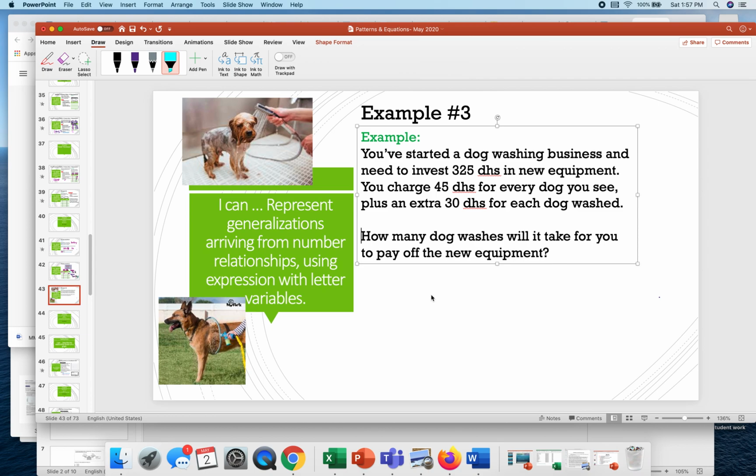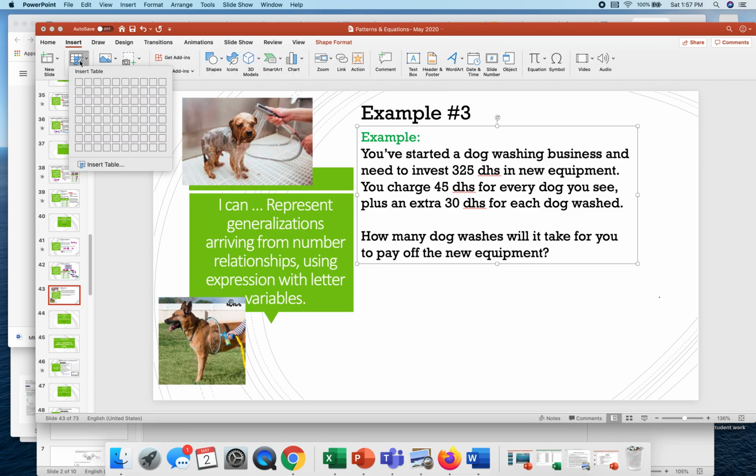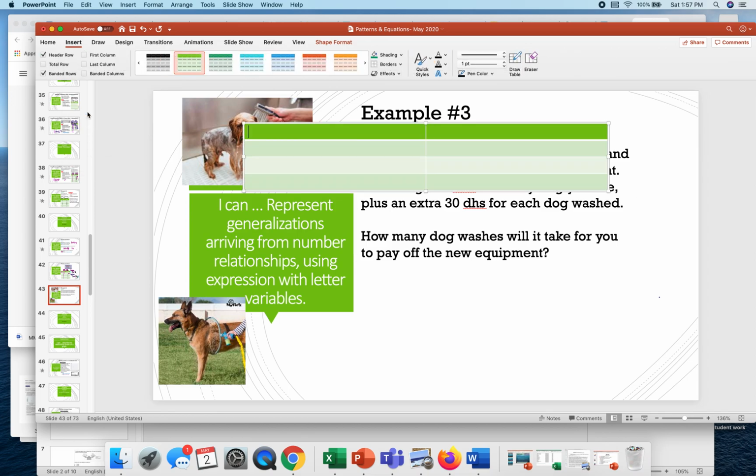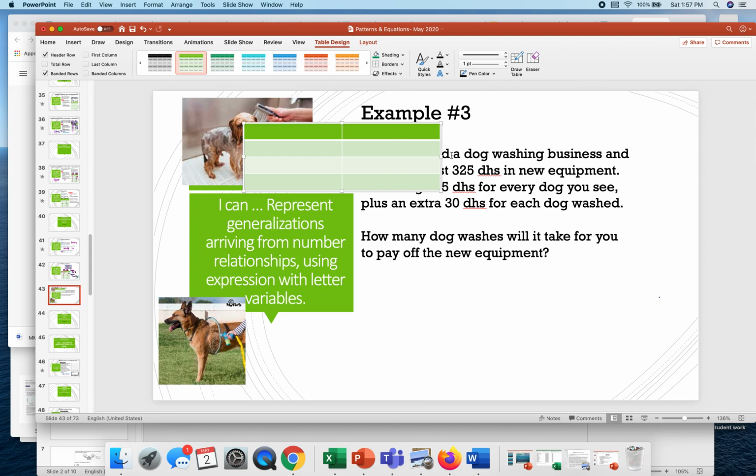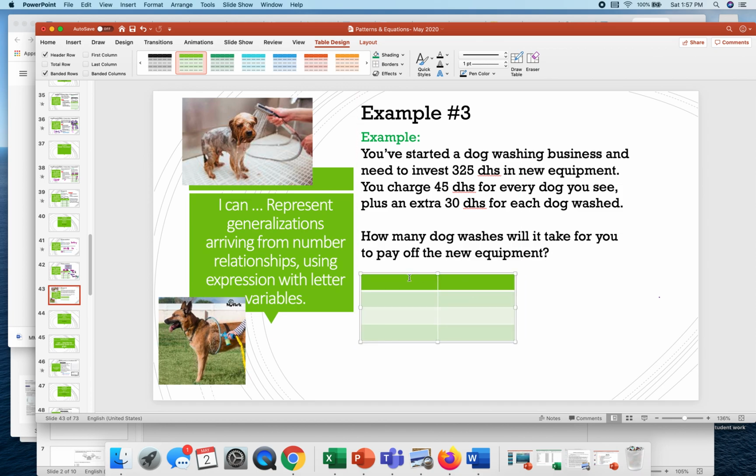How on earth are we going to solve this? Well, the first and most important thing is we're going to put in a quick table here. This is going to be exactly like what we've been practicing over the past such a long time. What would make sense to have as our titles? We have to have titles that make sense. So we could call this one number of dogs seen, and on this side, dirhams, so maybe money earned.